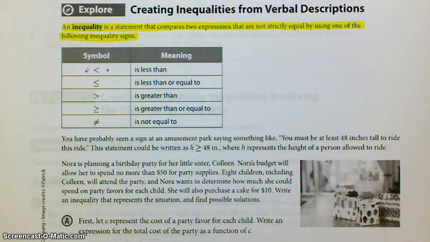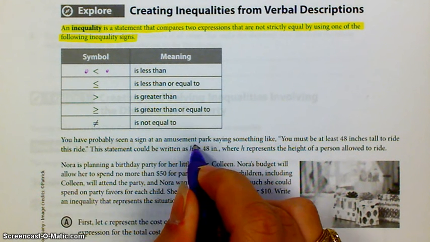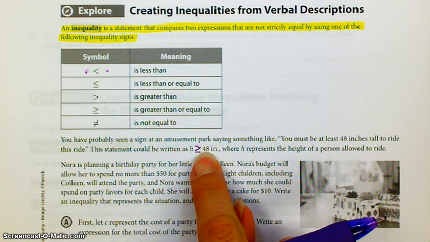You guys have probably been to an amusement park at some point in your life, and you may have seen a ride that says you must be at least 48 inches tall to ride this ride. That would be a statement written like this: height must be greater than or equal to 48 inches, meaning you've got to be at least 48 inches to ride that ride.